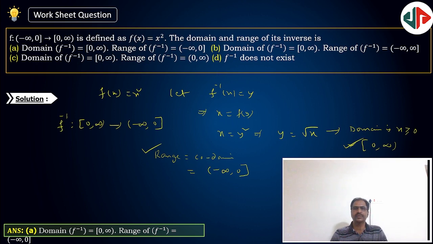We know that inverse exists only when it is a bijection. Bijection means it should be 1-1 as well as onto. Onto means range should be equal to codomain. Codomain is this, so range is equal to minus infinity comma 0. Option A is correct.